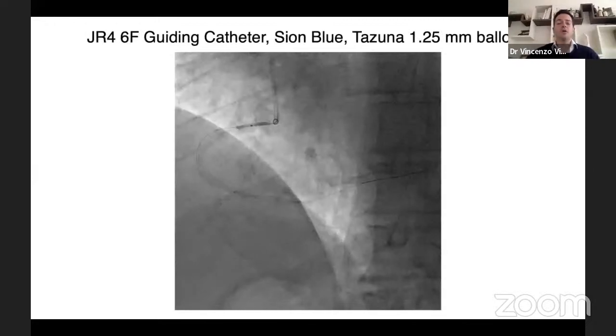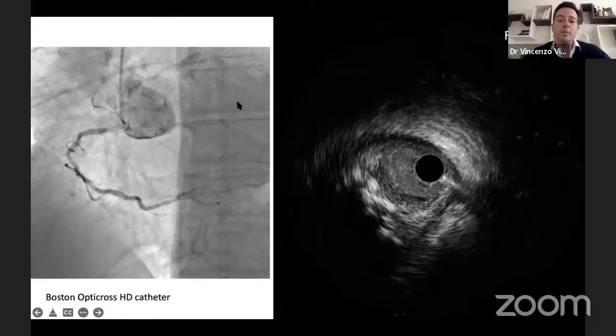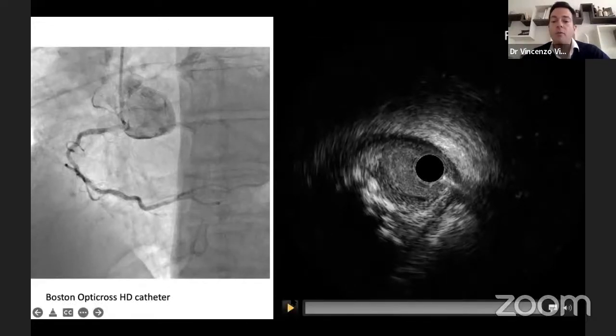So my plan was to try to make it as simple as possible. I went radial, with a 6 French Judkins right guiding catheter. I put a workhorse wire down to the posterolateral branch, and I tried to palpate the lesion with a 1.25 millimeter balloon, which worked well. That was done because I felt that I could not pass the IVUS catheter up front. The plan worked well, so I managed to perform the IVUS.